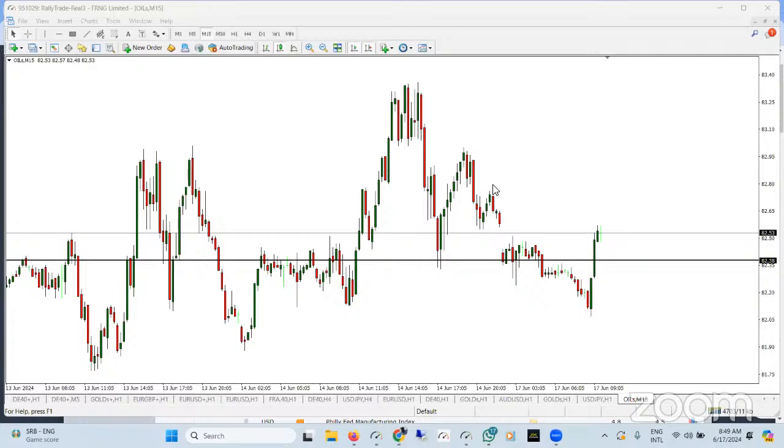Okay, so how can I view gold, crude oil, etc. on demo MT5 to be specific? Why? You can do it. Let me share my MT5 screen with you.